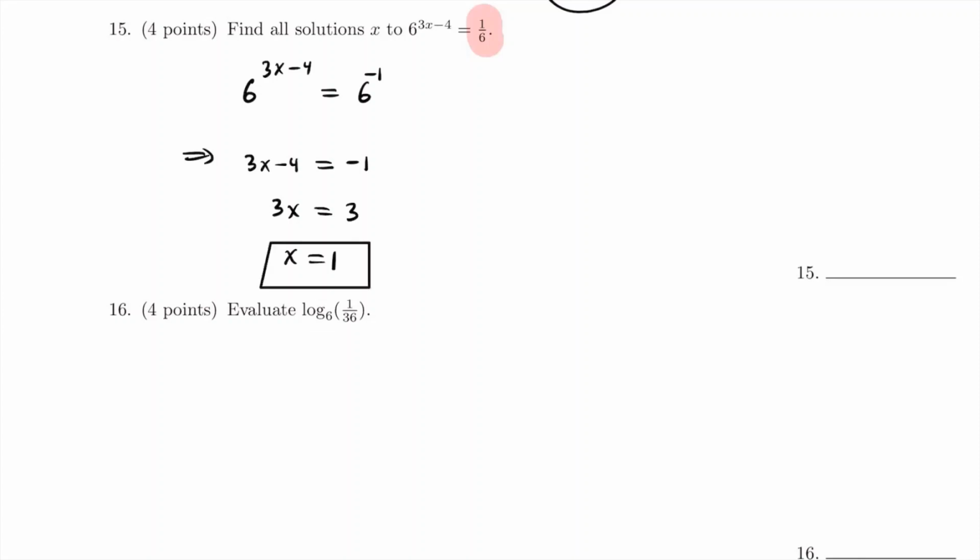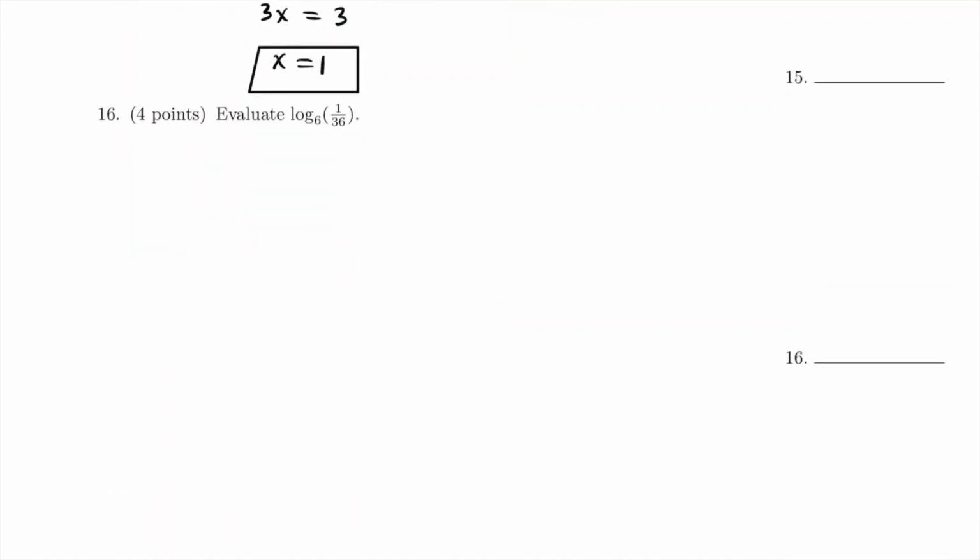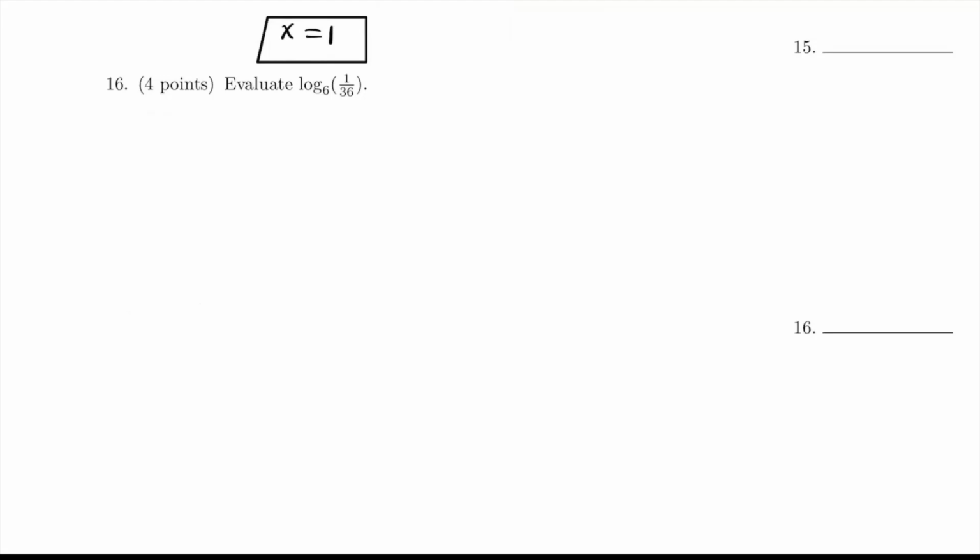So there you go, that's the answer to this. You can check your answer by plugging it in. If you plug in for x, you'll get 6 to the power of 3 times 1 minus 4, which is negative 1. 6 to the negative 1 is 1 over 6. So it checks. All right. Wonderful.